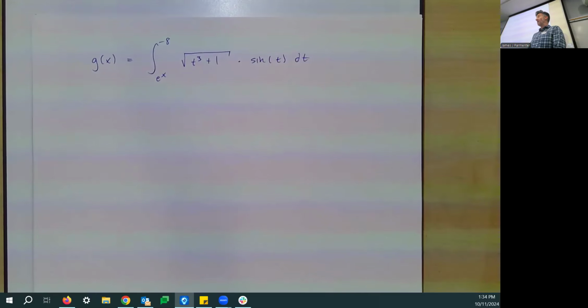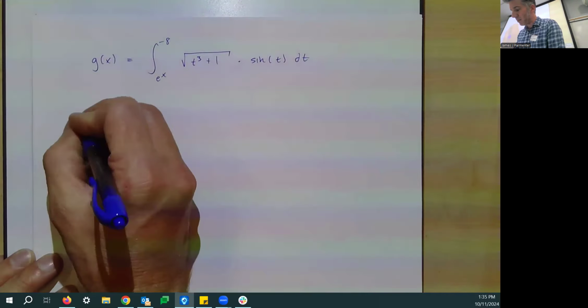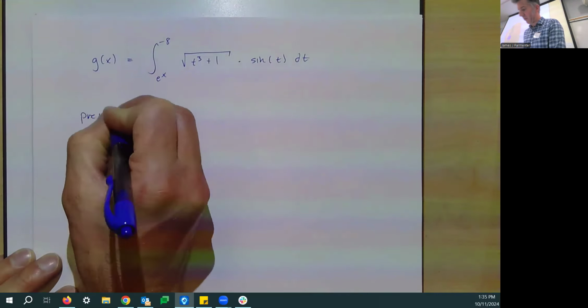So there's my function, and it is a function of x, because if you were to actually anti-differentiate this, which you can't, and then plug in your limits of integration, the t's would go away, and you'd have some terrible function evaluated at negative 8 minus the same terrible function evaluated at e to the x. In fact, let's write that out for a second. Let's pretend that we know what the antiderivative is.